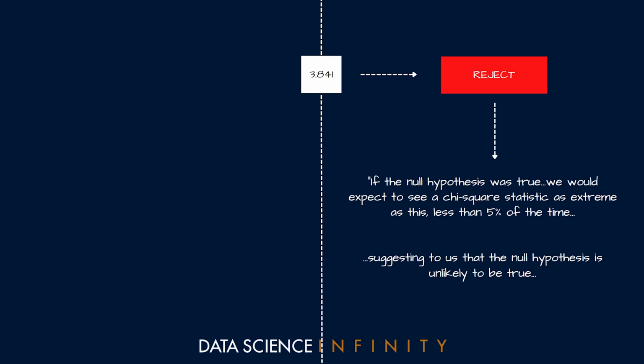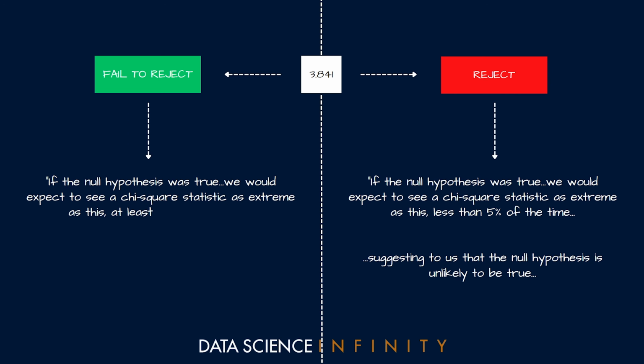Now conversely, if we calculate our chi-square statistic and it is lower than 3.841, we would fail to reject the null hypothesis. And why would we do this? Well, in this case, we are saying if the null hypothesis was true, we would expect to see a chi-square statistic as extreme as this at least 95% of the time. And because something occurring at least 95% of the time is quite high, this would suggest to us that the null hypothesis is actually quite likely to be true. So those are our two possible scenarios.